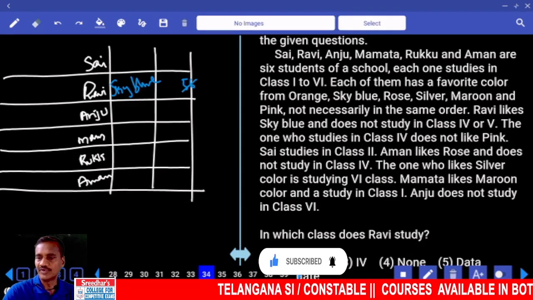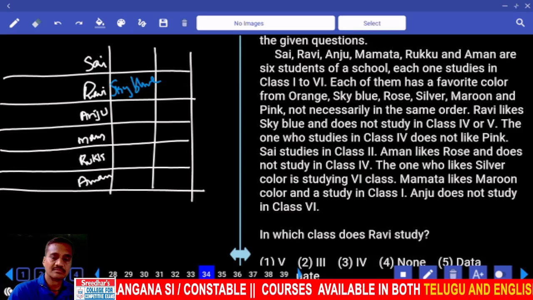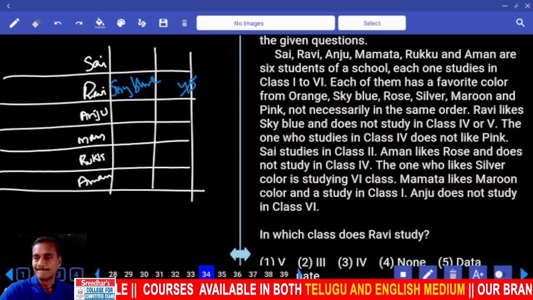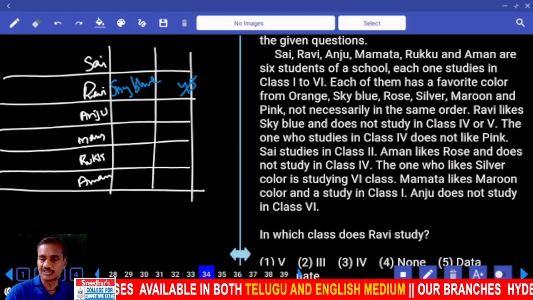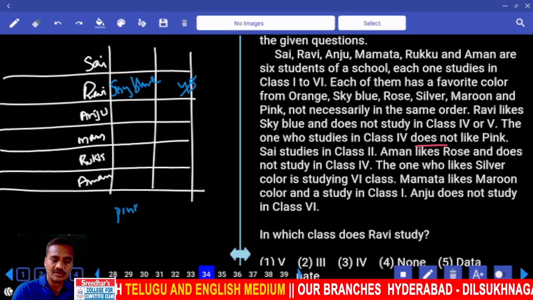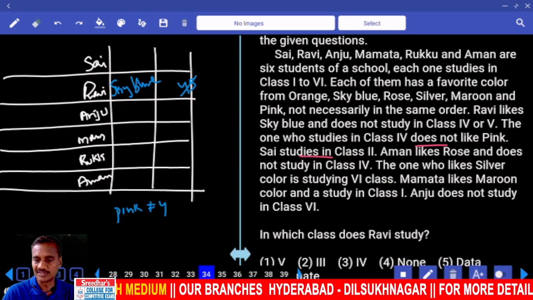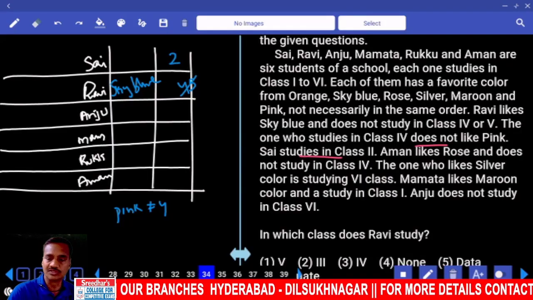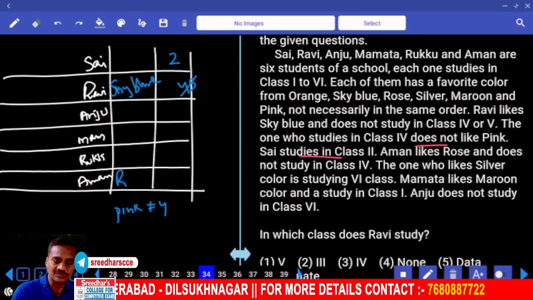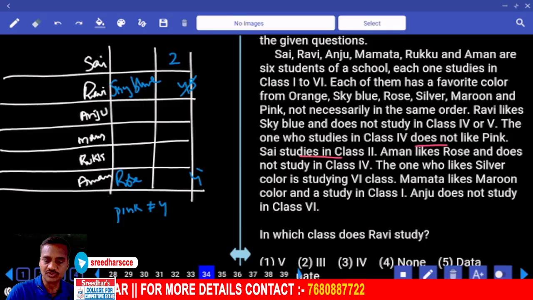Then now 5 and 6 are 4 and 5. And they do not study in 4 and 5. Next, the one who studies in class 4 does not like pink. Now pink and 4 will not go together. Sai studies in class 2. Aman likes rose and does not study in class 4. Now 4 is ruled out here.